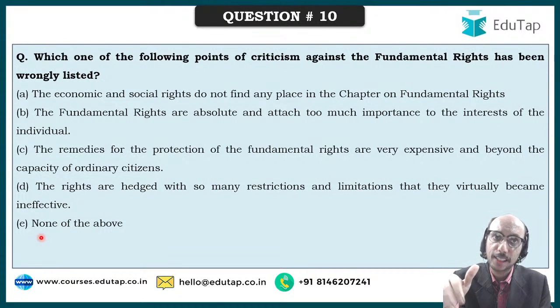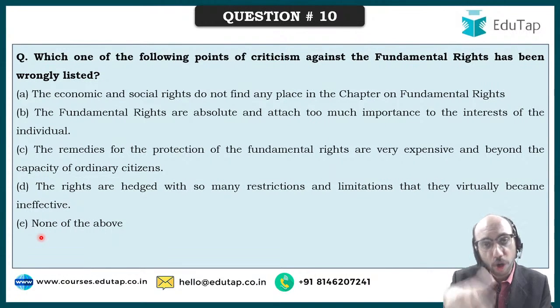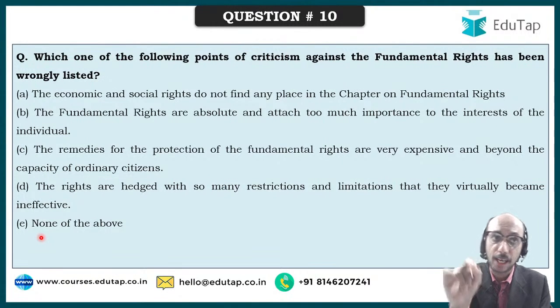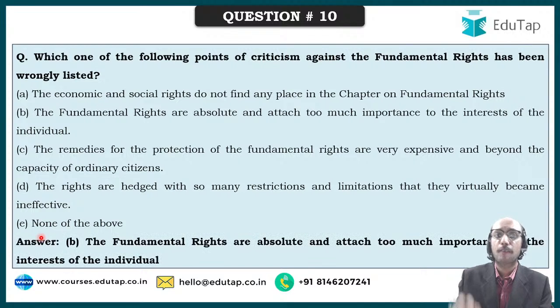So the idea that fundamental rights are absolute and attach too much importance to the interest of individuals is absolutely not true. In fact, fundamental rights are not at all absolute and they do not give too much importance to the interest of individual. Rather, what they do is that they try to balance out the interest of individual along with the public interest. Therefore, which one of the following points of criticism has been wrongly listed? The answer to this question is B. Fundamental rights are absolute and attach too much importance to interest of individual. This has been wrongly listed.